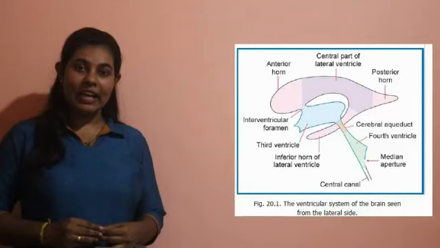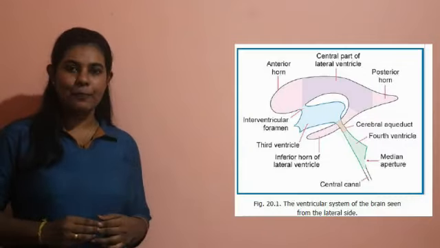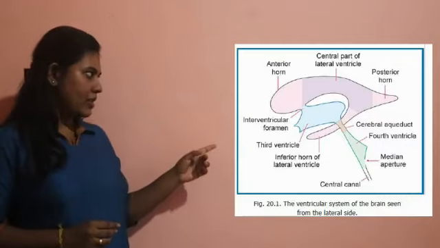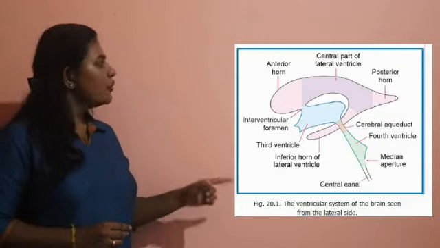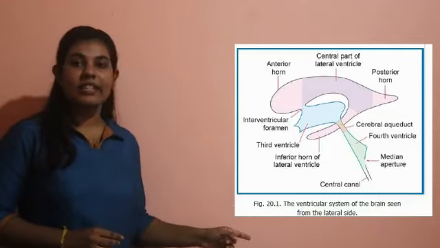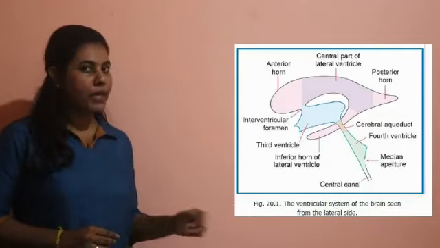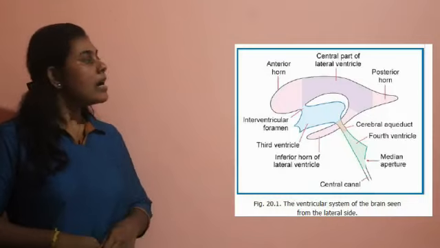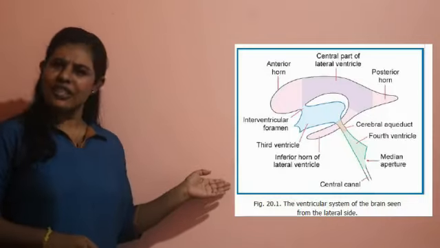Hi everyone, today we are going to discuss the ventricles in the brain. There are 4 ventricles in the brain. They are the lateral ventricle, third ventricle, fourth ventricle, and the central canal of the spinal cord and medulla oblongata. These ventricles are just cavities.